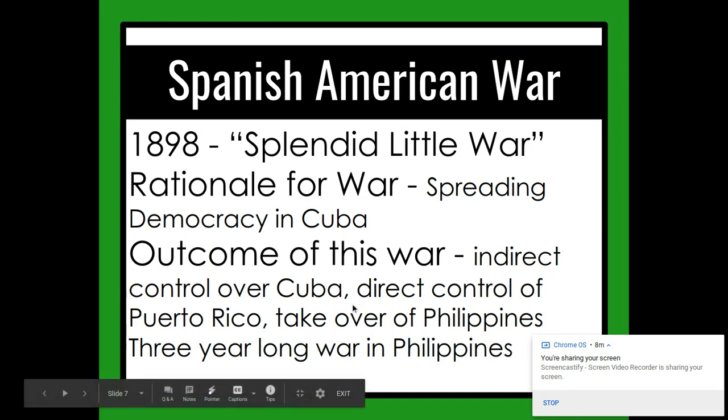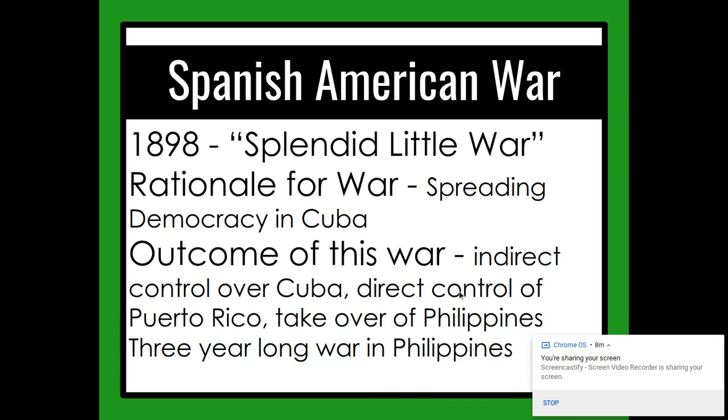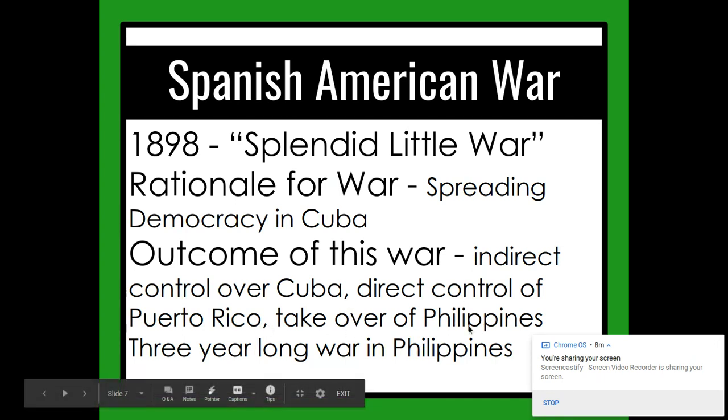We get indirect control over Cuba. We get direct control over Puerto Rico. We take over the Philippines. We end up in a 3-year-long war in the Philippines as they try to maintain their own control.